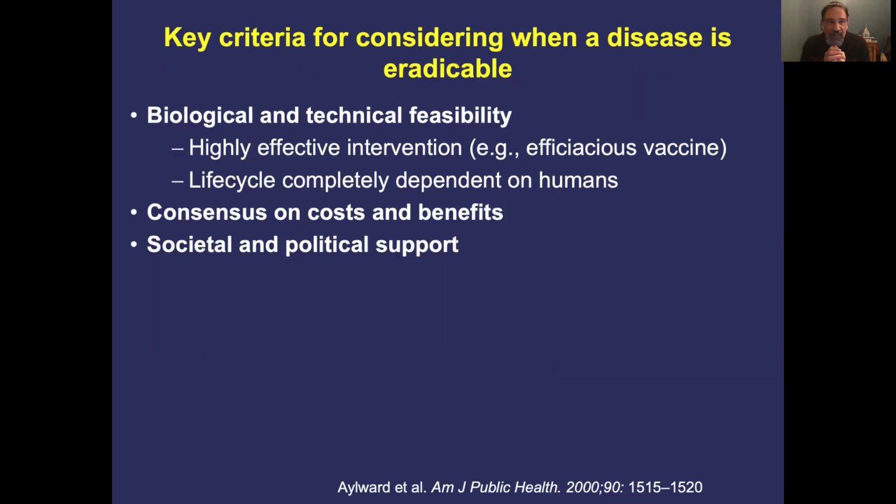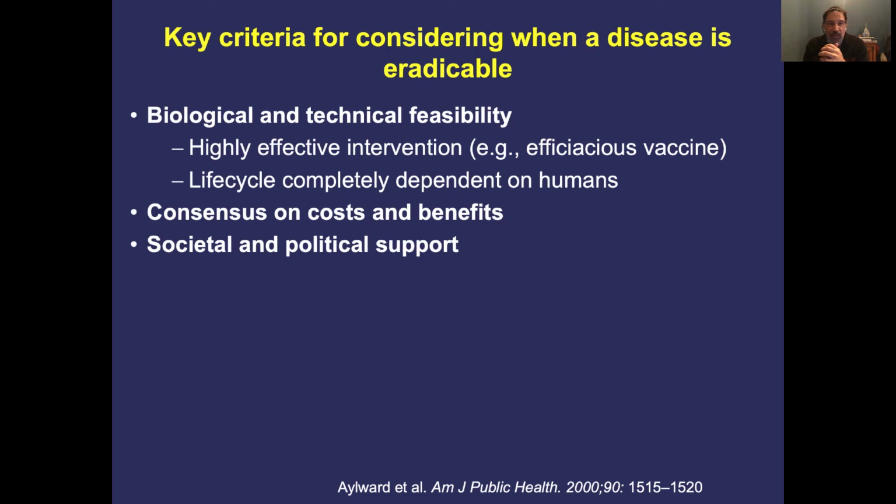So there are some key criteria in considering when a disease could be eradicated. The first is that there has to be biological and technical feasibility. So it has to be technically possible and feasible. A highly effective intervention needs to exist, such as an efficacious vaccine, and also because it's incredibly hard to control what's going on in the animal kingdom, the life cycle of the pathogen should completely depend on humans, because that's really the group that we can focus our interventions on the most.